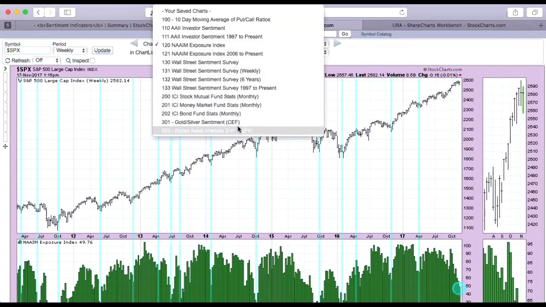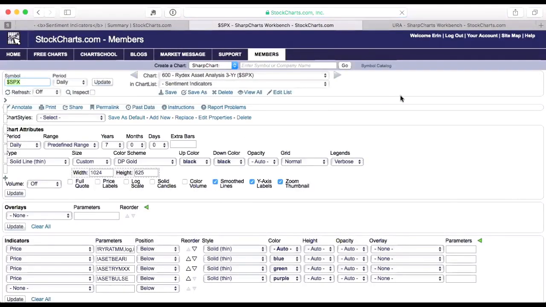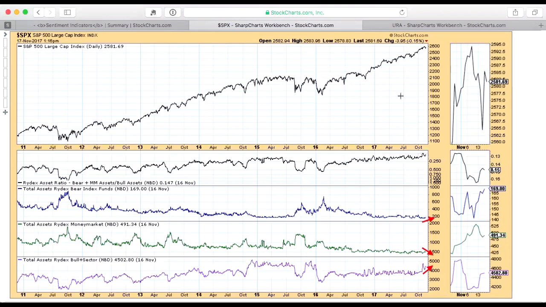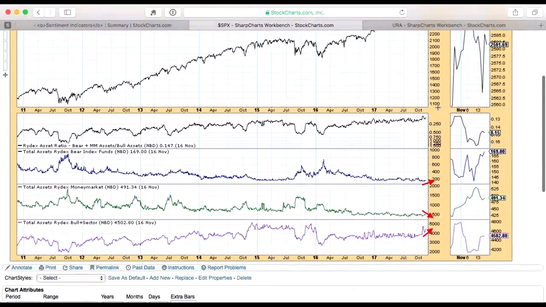The next one I'm going to look at is our Rydex asset analysis. We track a group of funds. Guggenheim now manages these Rydex funds. We track the bear funds assets, the money market assets, and the bull and sector fund assets, so we can watch what's happening with the actual money. This isn't somebody saying, I feel bearish next week. This is where the money's actually going. This, I think, is extraordinarily helpful in finding out what's actually going on in the market.